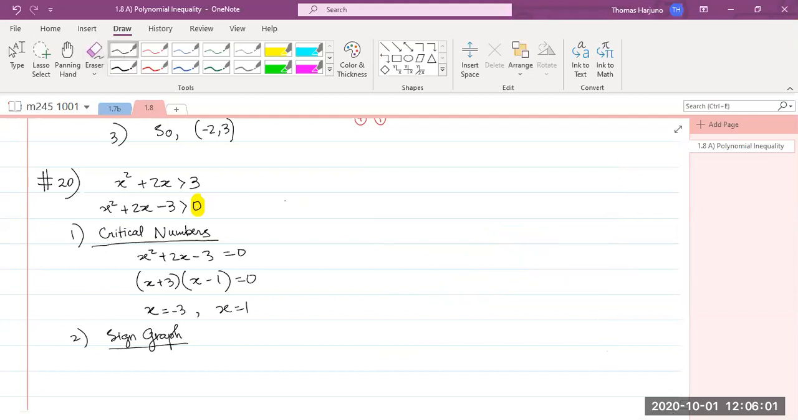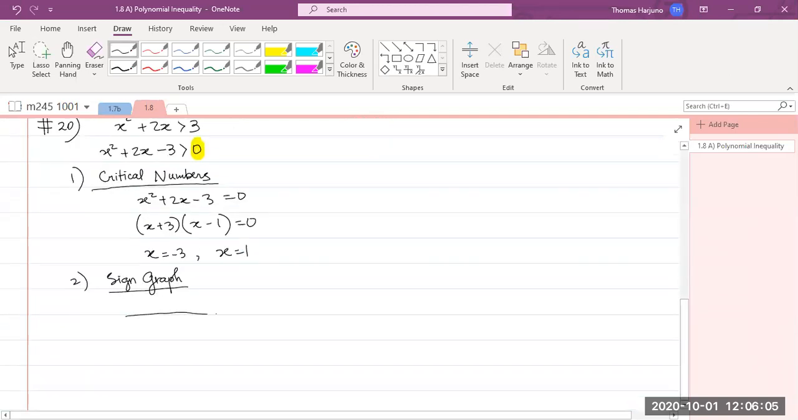Okay, do the sign graph. So draw the number line, and put the critical numbers, -3 and then 1. Those are the zeros, right? And then I pick testing points, testing numbers. Let's say x equals 0. Now, when x equals 0, is it positive or negative?